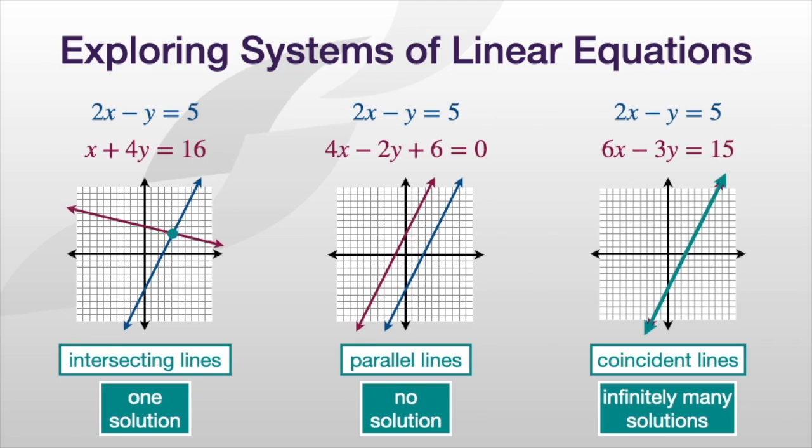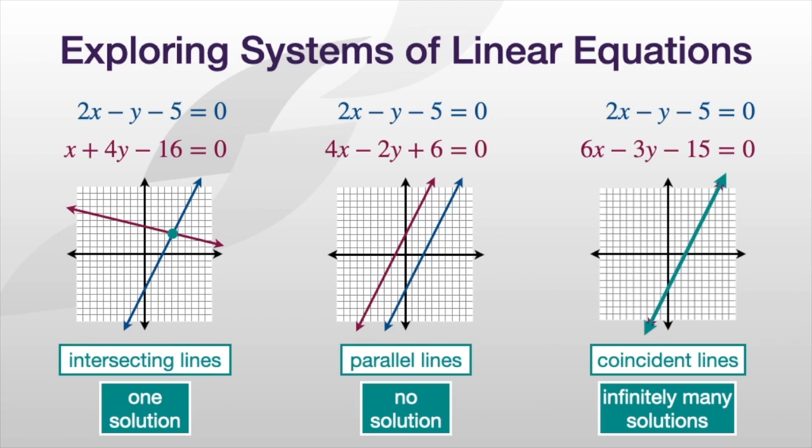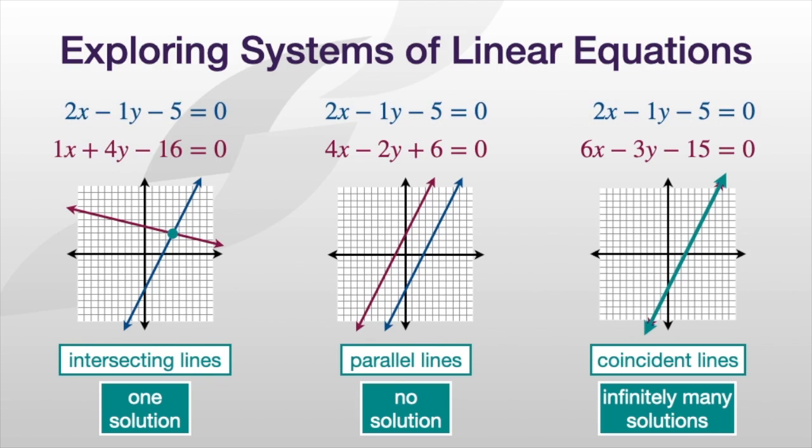Let's take a closer look at the equations themselves. To make comparisons between each of these systems, I'll rearrange some of the equations so that all are expressed in general form. Remember, a coefficient of 1 or negative 1 can be implied. The ratio of the coefficient of y to the coefficient of x determines the slope of a line. Since coincident lines have the same slope, these ratios must be the same. 2 to 1 is equivalent to 6 to 3. Scaling 2 to 1 by 3 gives 6 to 3.